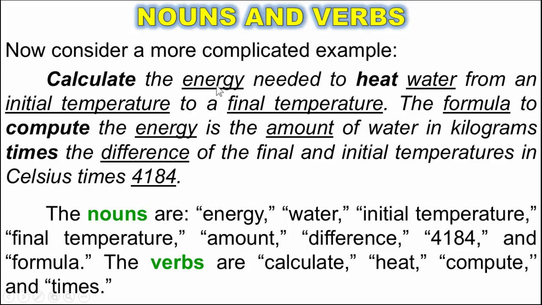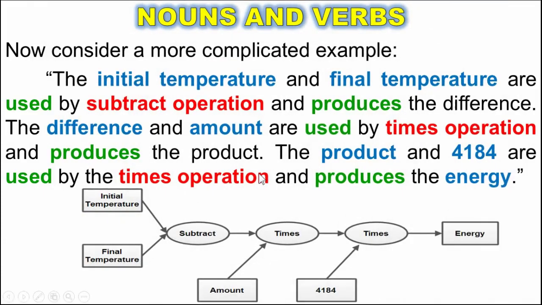The nouns are energy, water, initial temperature, final temperature, formula, energy, amount, difference, and 4,184. The verbs are calculate, heat, compute, and times. From the gathered nouns and verbs, I drew this diagram. And we can read and interpret the meaning of this diagram.